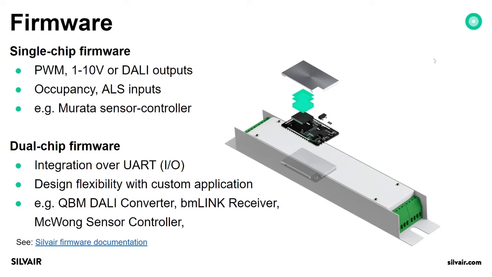Dual chip firmware integrates over UART. This design allows flexibility with custom applications, for example DALI converters or BM-Link zoomable receivers, Macron sensor controllers, etc. To see all available products, you can navigate to our Silvair website, where you can find a list of products that we recommend.